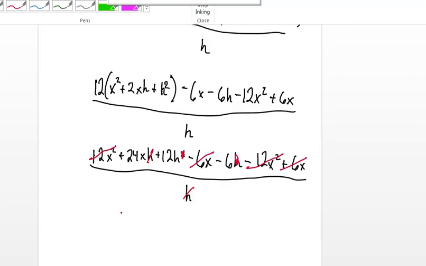So I'd be left with 24x plus 12h minus 6. Now I plug in 0 for h, which means this part here would drop out. So I'd be left with 24x minus 6. Now this is the equation I would use to find my limit, and so I'd be plugging in whatever number is given that we were trying to find the limit for, and that would be my solution.